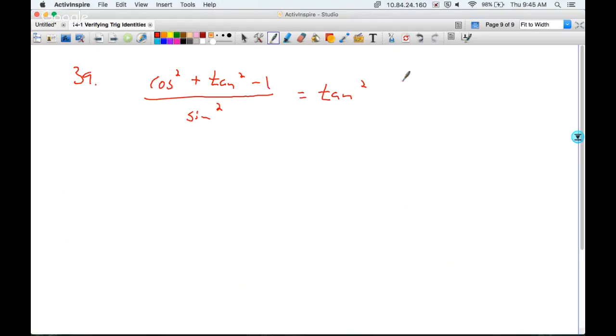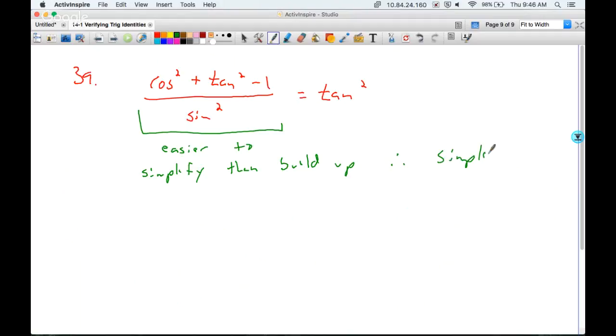To verify the identity, well, there's a bit of a rule in trig verifications that it's easier to simplify than it is to build up. So it's easier to simplify than build up. So we should simplify the left. Therefore, simplify the left. Now you could also say, well, maybe we should do both sides and kind of meet in the middle. That's also a decent idea.